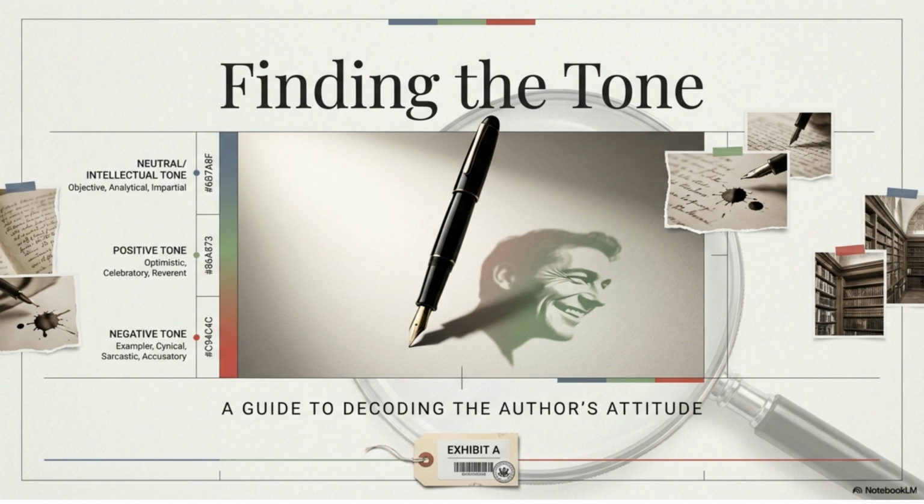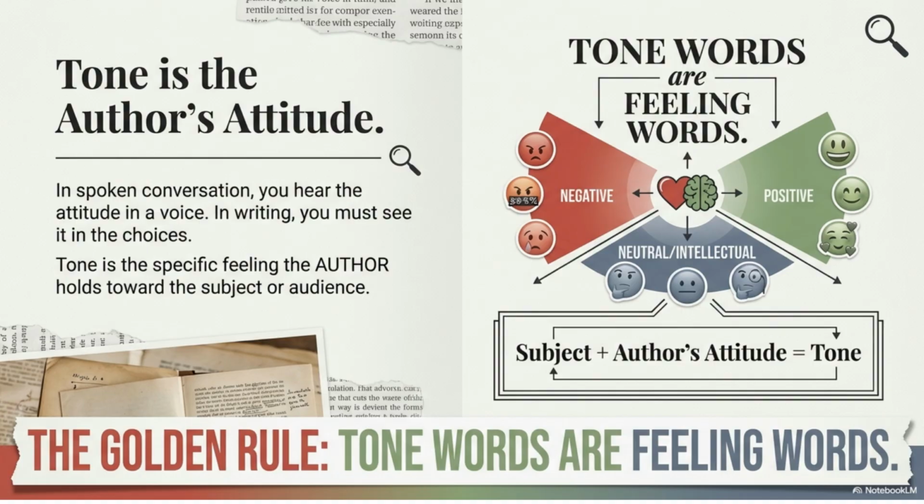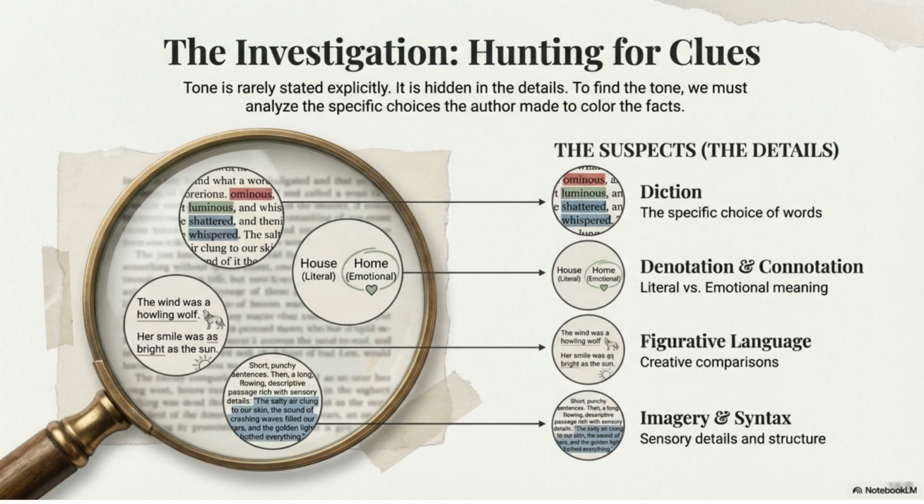Welcome to this video on decoding author attitude. Understanding an author's attitude is key to a deeper comprehension of any text. Author attitude, also known as tone, refers to the author's feeling or emotional stance toward the subject matter. Tone is discovered, not stated, and readers must act like investigators to uncover it.